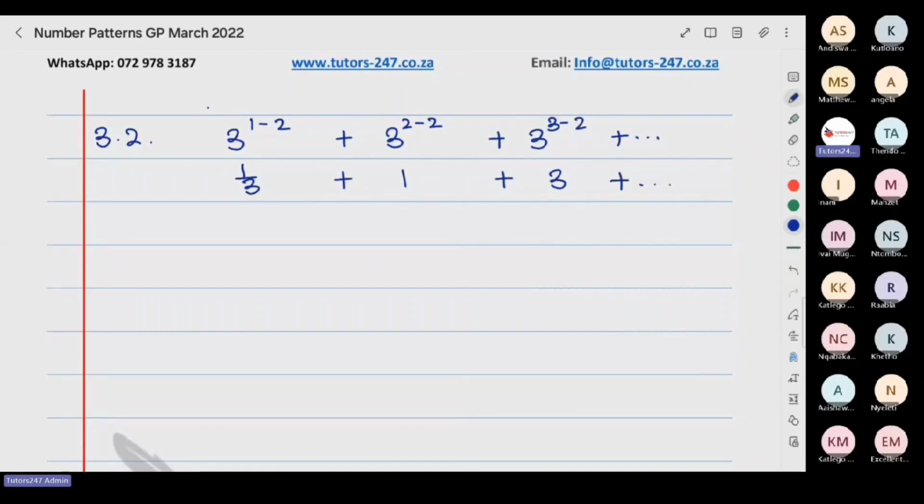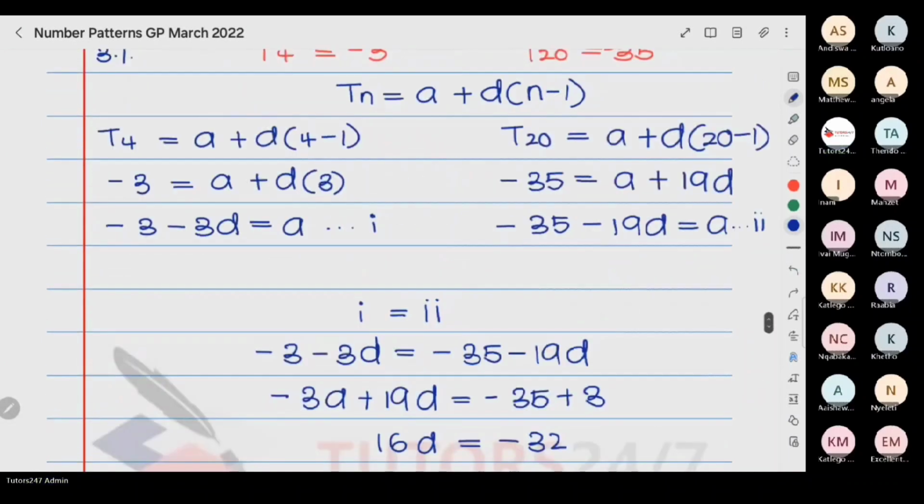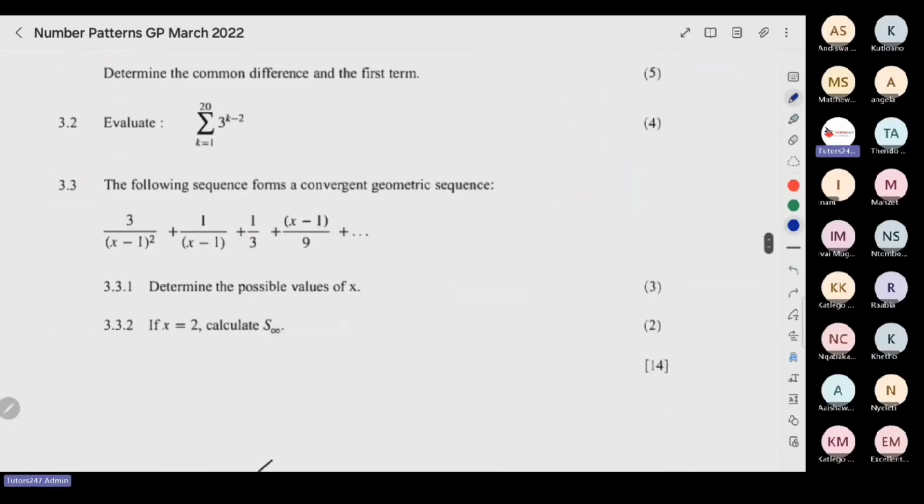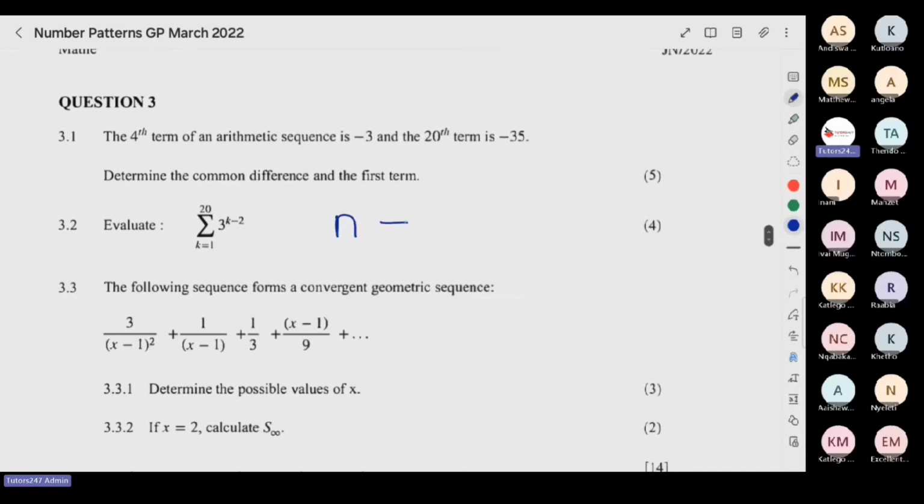As you can see, this is a geometric sequence, right? So A, R, and N. I'm going to go back to the question and I want you guys to tell me what is our value of N. Who can tell me how we are going to find N, or if you already know what the value of N is? How many terms are there?